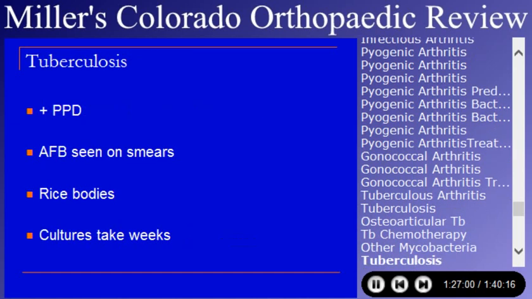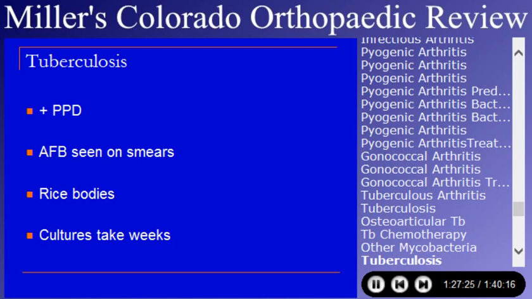Tuberculosis ideally has a positive PPD. They don't all. When you operate on someone with an abscess, you need to be sure that you get all of the information that you want to get. And you get a lot more information when you ask for it than you get when you expect it.